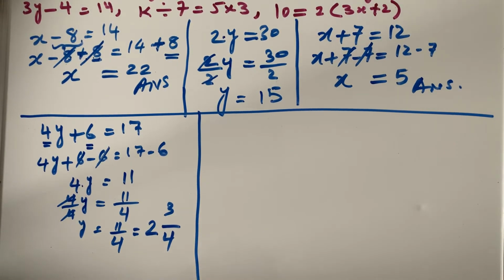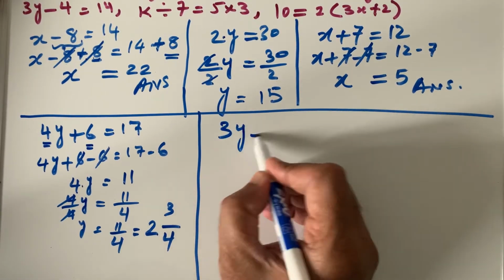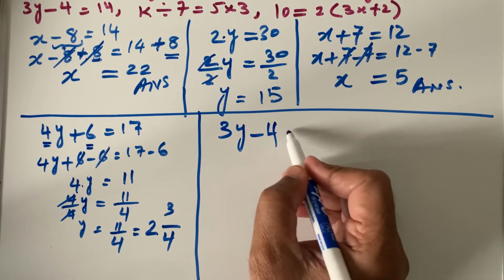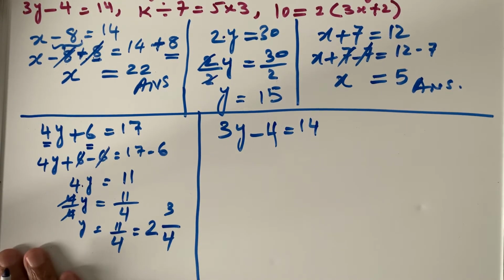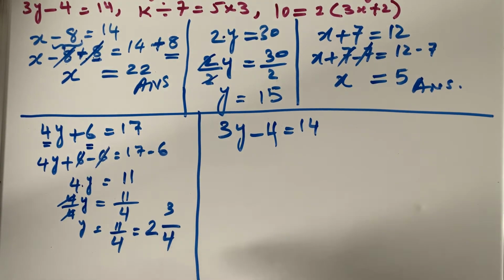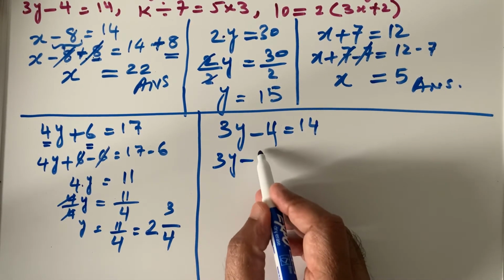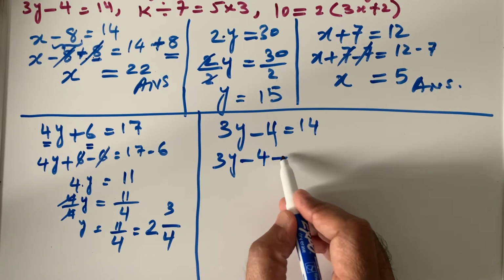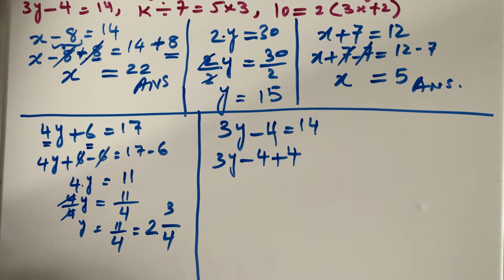So now we go to the next example, which is 3y minus 4 is equal to 14. It's exactly the same as the previous example. So first, what do I need to get rid of? Minus 4. How? By the opposite sign. So always the opposite sign gets rid of the operation, right? So minus 4 plus 4 cancels on the left hand side.